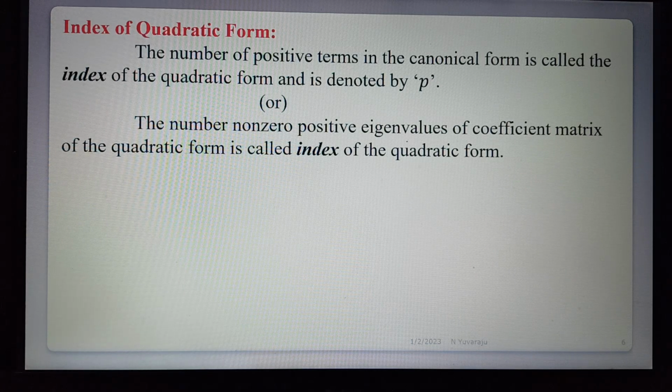We can convert to canonical form and find it, or use the eigenvalues of the coefficient matrix. The number of non-zero positive eigenvalues is called the index of the quadratic form.